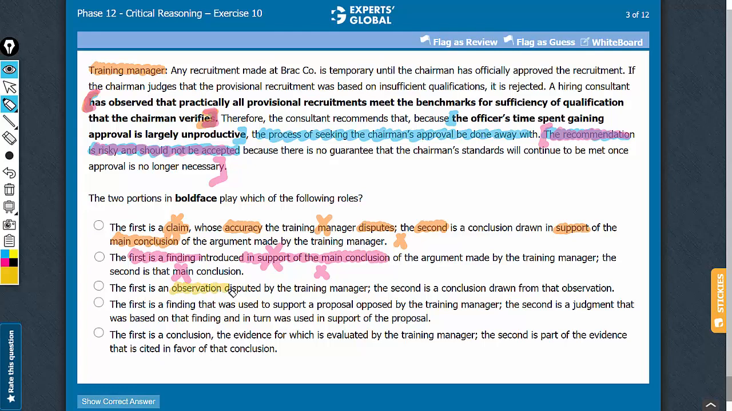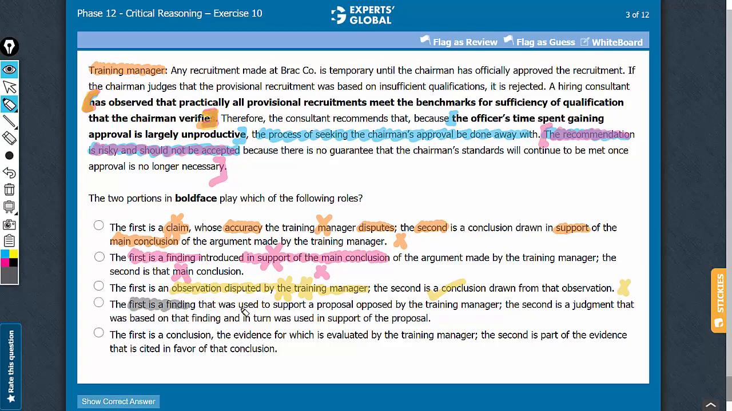No, the first observation has not been disputed by the training manager. The manager is not saying that the facts mentioned here are incorrect. So this part is incorrect. Yes, the second is a conclusion drawn from the first observation, but this first part here is absolutely wrong. So answer choice C should also be eliminated. Look at answer choice D now.